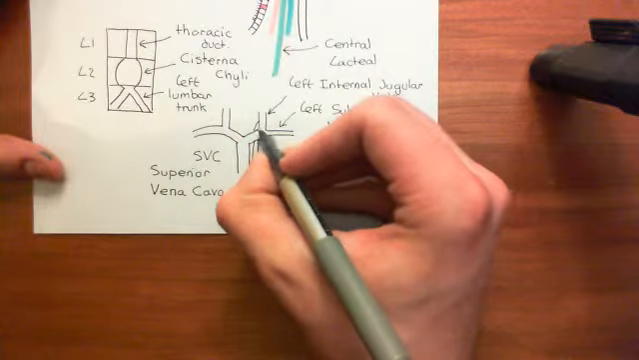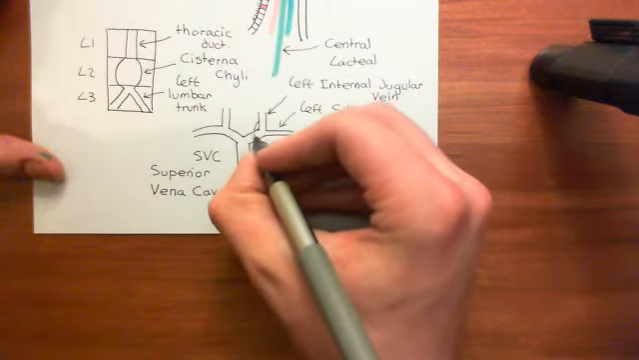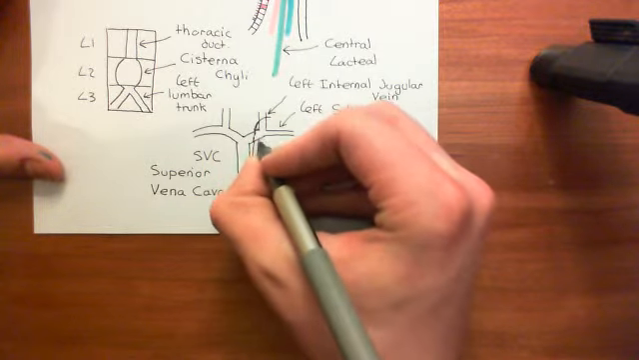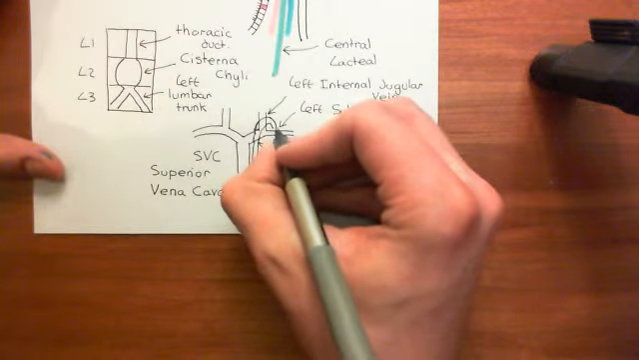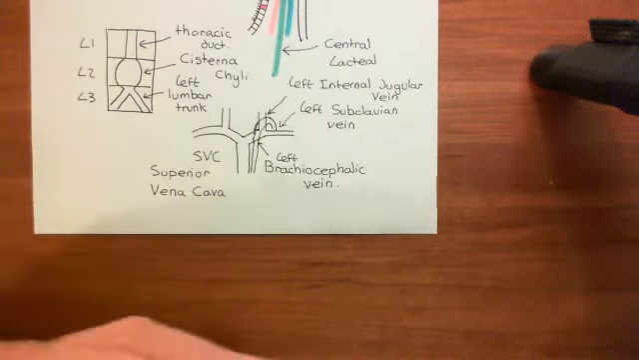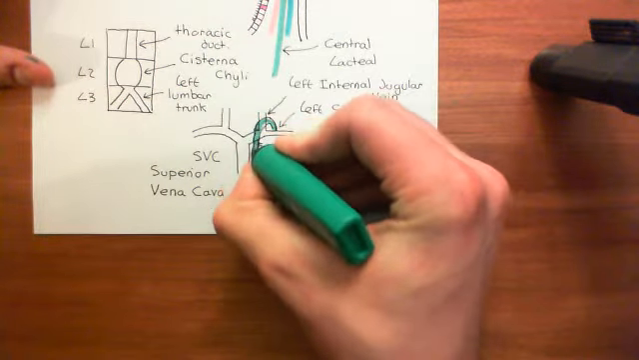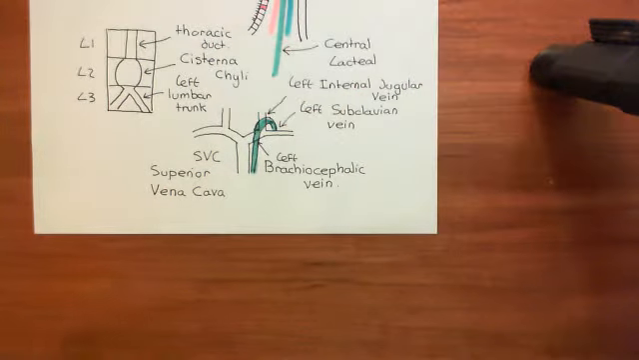It then goes behind the left internal jugular vein. In fact, I might show dashed lines. In fact, no, I'll just show it. But remember, it's going behind these because it's just too difficult to show it without actually drawing it. Okay, and then it's going to join on to the left subclavian vein just before the left subclavian vein joins with the left internal jugular vein, basically to form the left brachiocephalic vein.